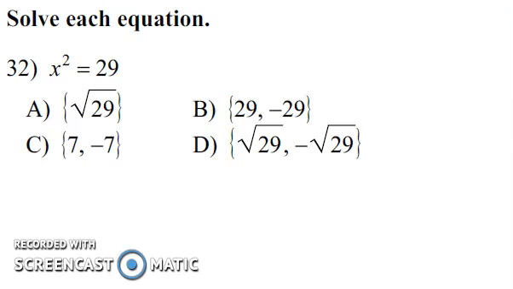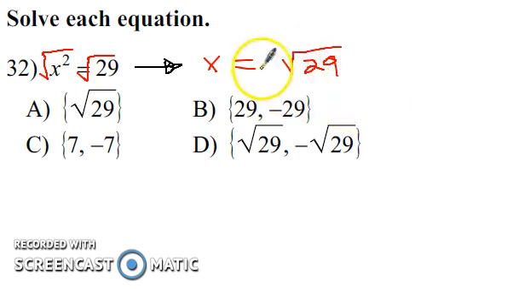So for question 32, we have to solve for x, and this is pretty easy. All we need to do is take the square root of both sides to get to the x. Square root of x squared is x, and for the square root of 29, there are no doubles in 29, so we just have to leave square root of 29. Don't forget the plus and the minus part. That leaves us with D for our answer for that one.